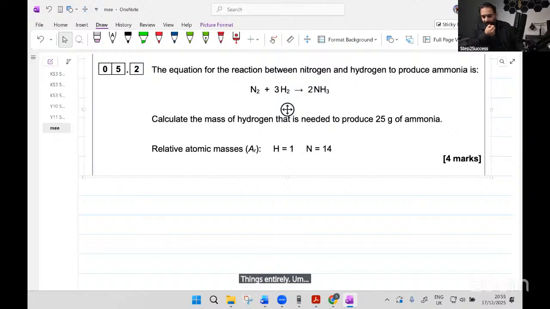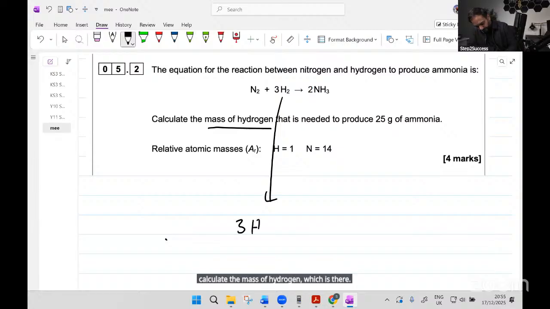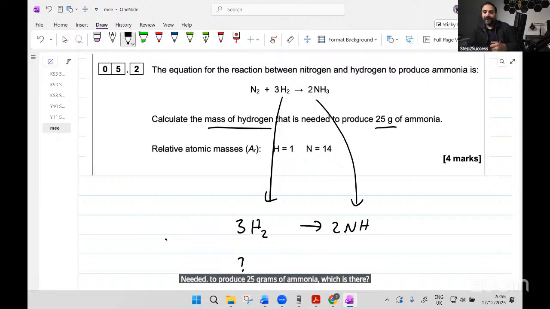Right, last one of these. The equation for the reaction between nitrogen and hydrogen to produce ammonia is as follows. Calculate the mass of hydrogen, which is there, needed to produce 25 grams of ammonia, which is there. So just to be clear, in answer to the other questions, we are dealing with grams in this question.